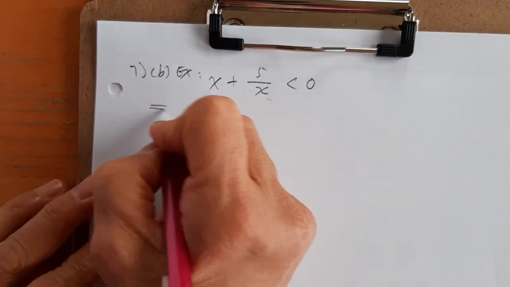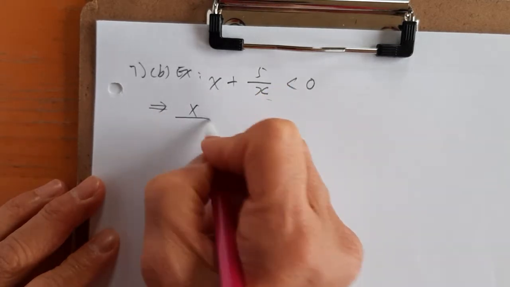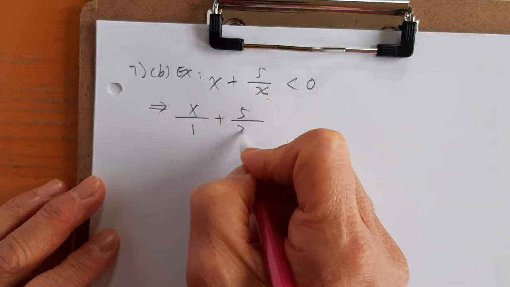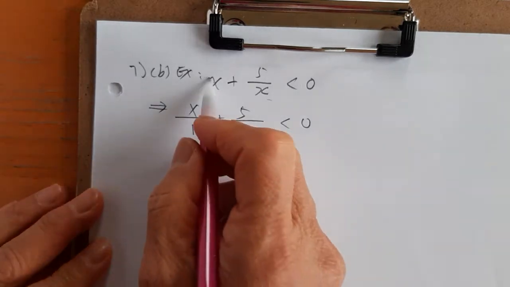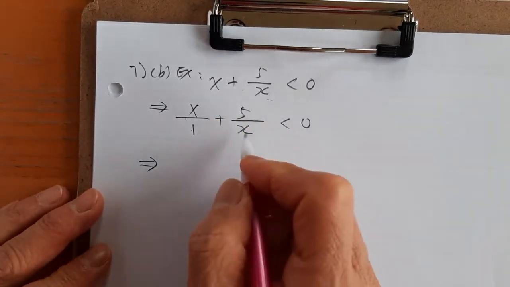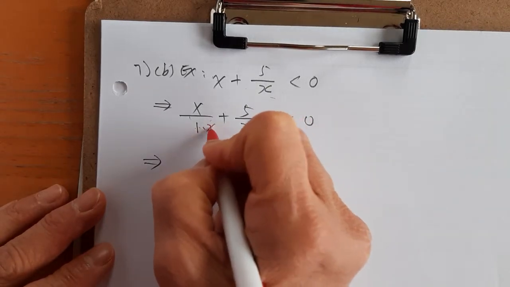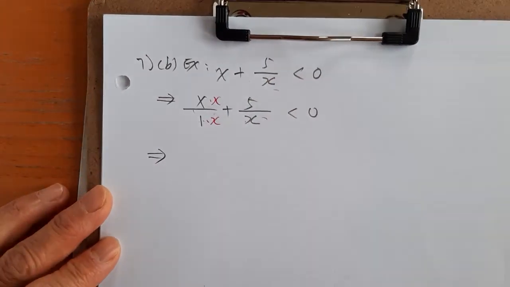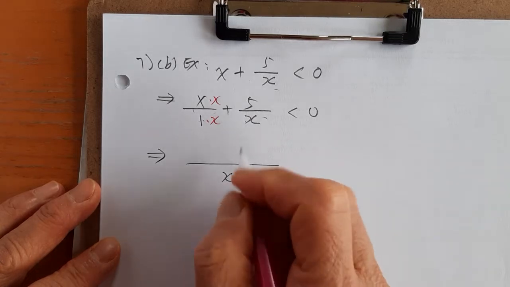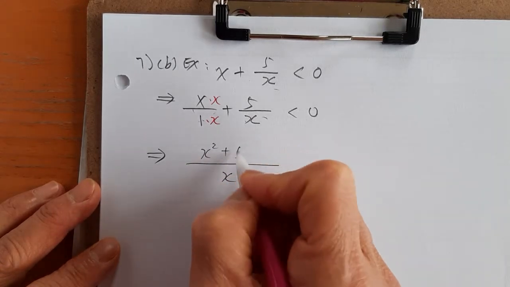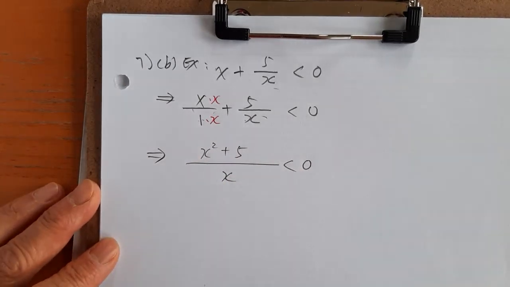So for this one, first of all, x is x over 1, plus 5 over x, less than 0. In order to add together, we find the LCD, so this needs to be multiplied by x. Then you can add together with the same denominator x. The numerator is x squared plus 5, less than 0.